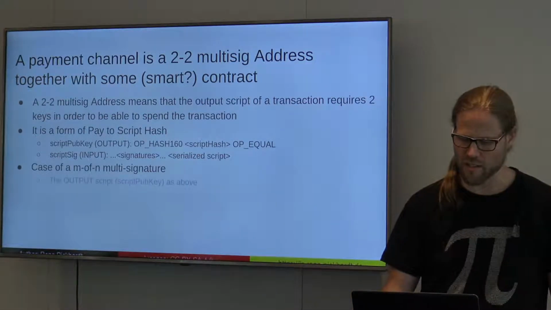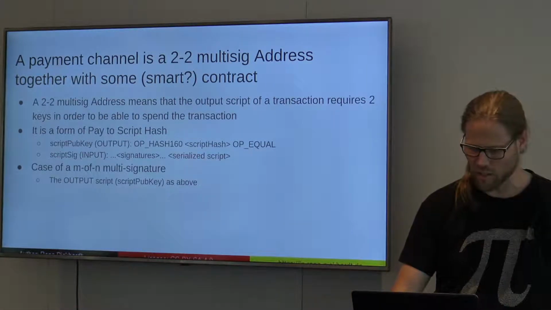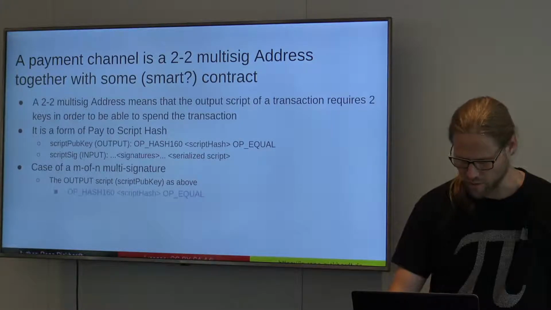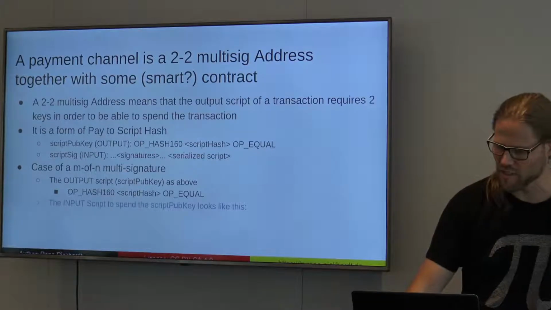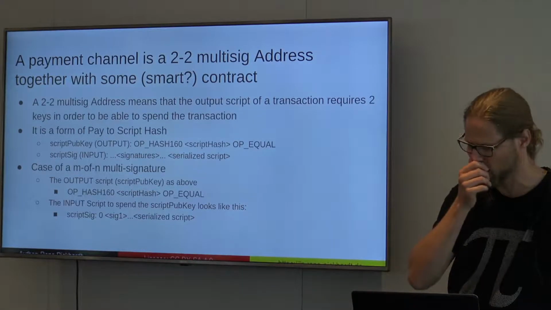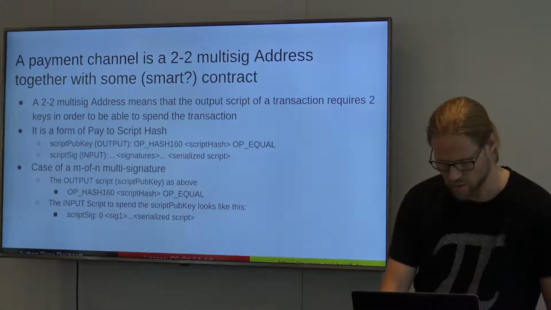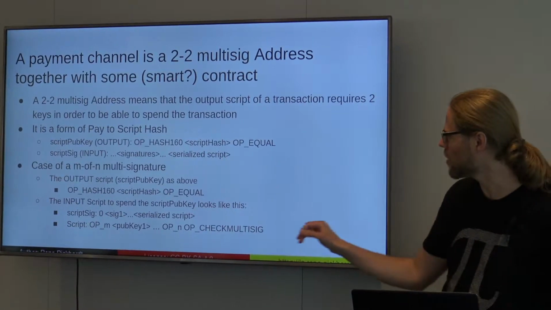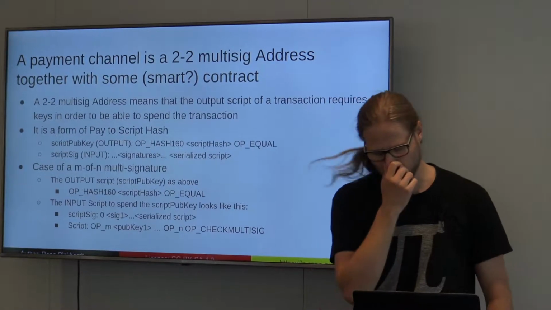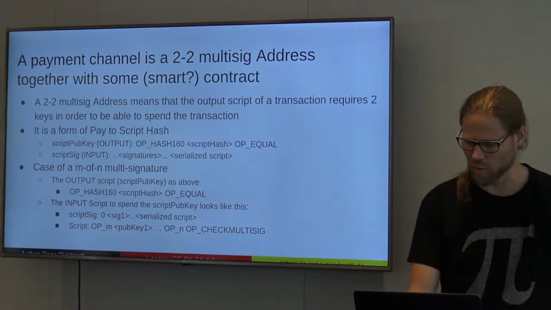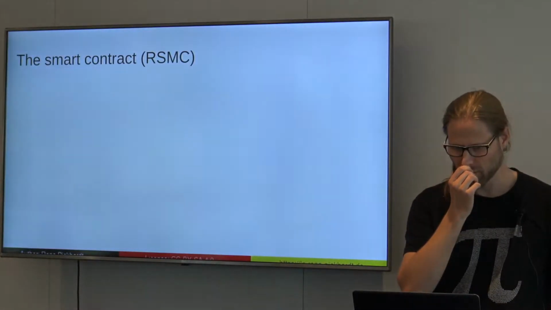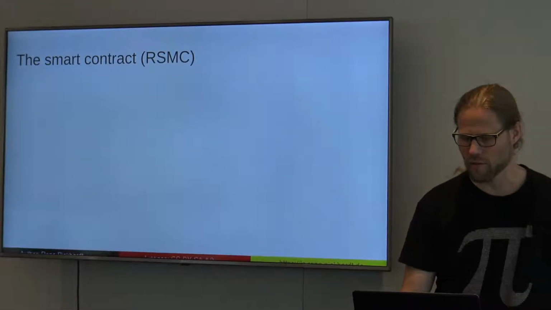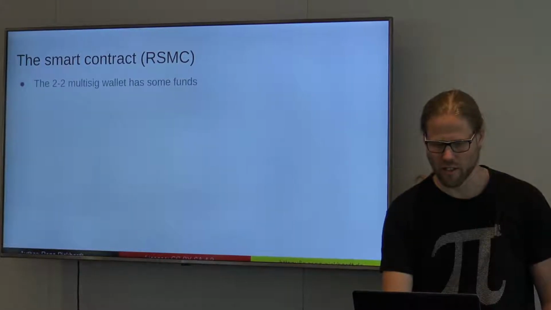And in the case of n-of-m multisig, the output script is the same, but the input script really has the signatures in this way. So you have the check multisig opcode. Okay, so in Lightning, the smart contract is called the revocable sequence maturity contract.